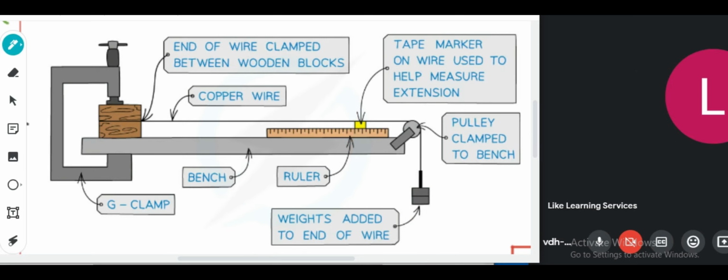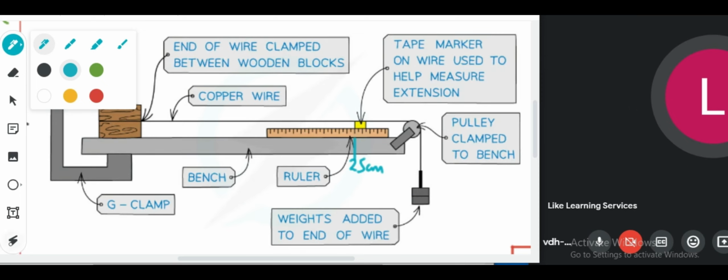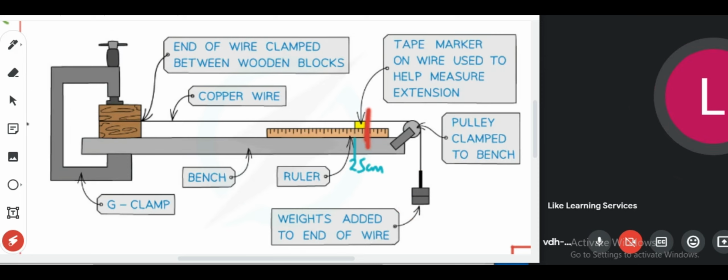Assuming it was initially at 25 centimeters, the initial position on the ruler, and then after we suspended the weight, it moved to 27 centimeters. We can see that the extension is 27 minus 25, which is 2 centimeters. So that's the bench, that's a G-clamp, that's a wire, that's a tape marker on wire used to help measure the extension, and a pulley clamp to the bench through which we pass the wire, and then the load or weights.